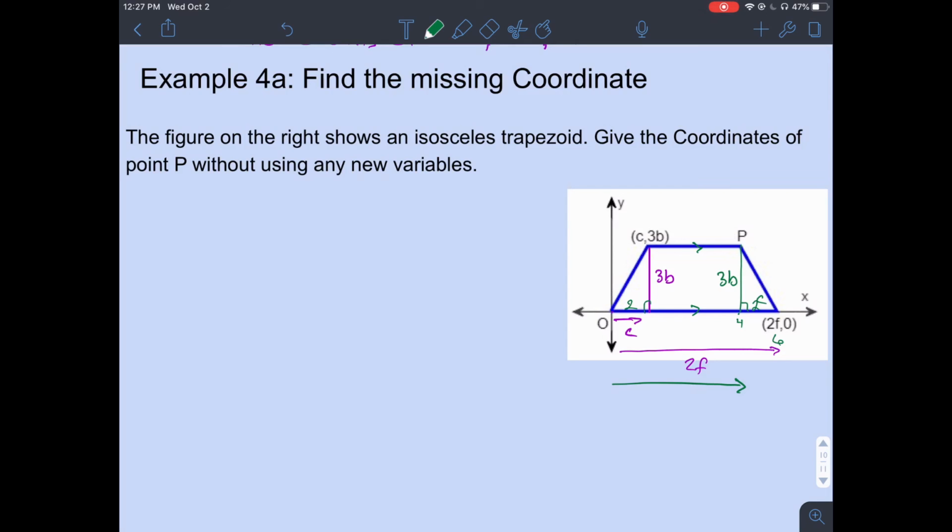To do the same thing here, we are going to have to subtract out the C units from 2F, which means that for this point here, you would take 2F and subtract out C units to get your point P. So point P is going to be located at 2F minus C, and you're going to go up 3B units. So your coordinates here, like we said before, are (2F minus C, 3B).